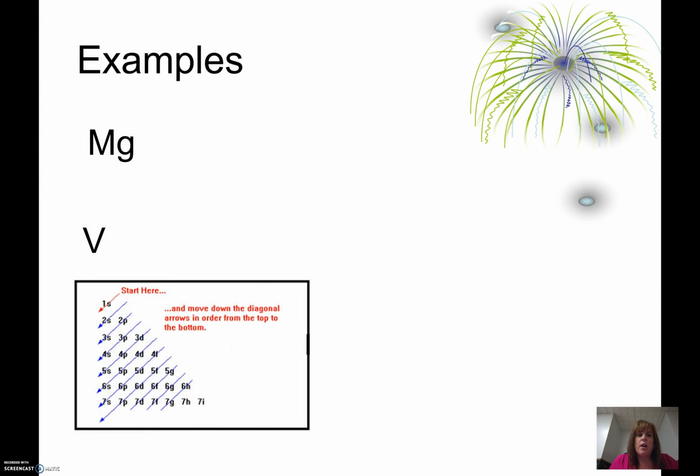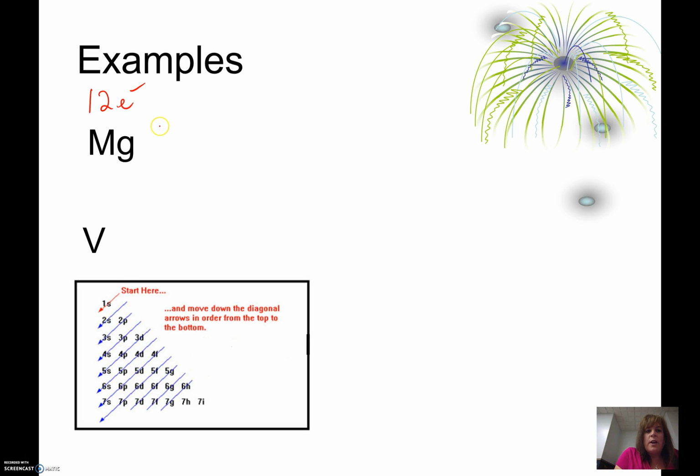Let's try 2 more. What I want you to do is on your periodic table, find magnesium and find vanadium and find the number of electrons. Then pause the video and see if you can get the right electron configuration. Well, if you look for magnesium, you'll see it here in the 3rd row. Its atomic number is 12. So that means that magnesium has 12 electrons. So I'm going to write that down so we can keep track of it.